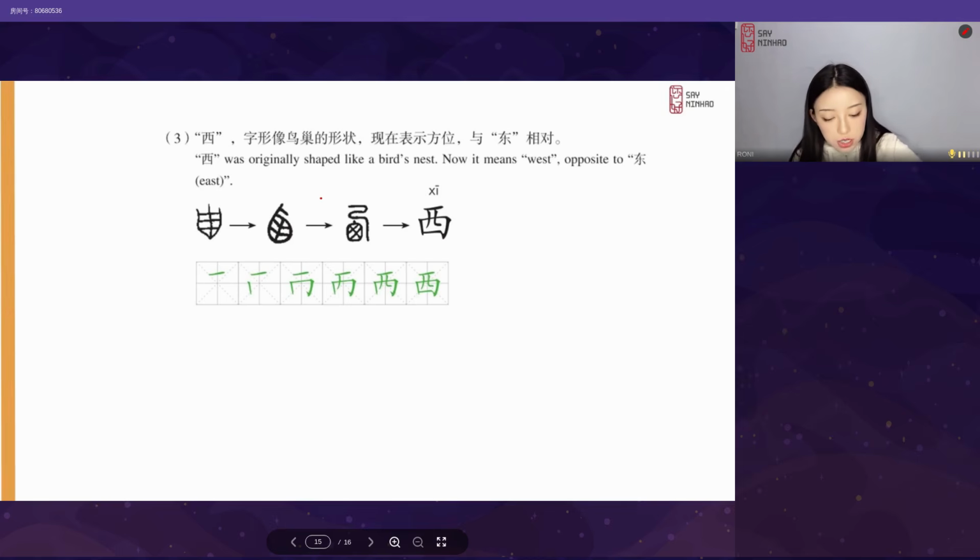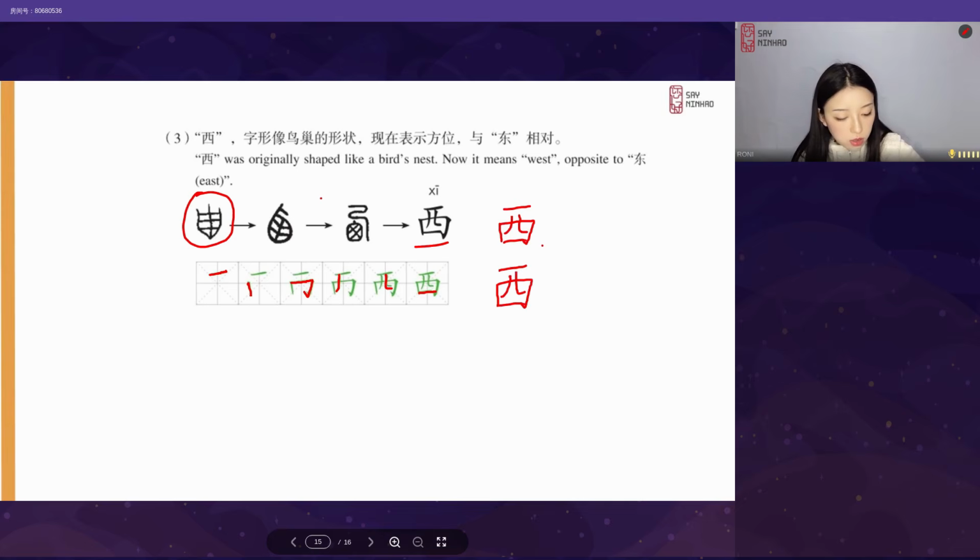Okay, a shape like a bird's nest at the ancient time, and now it looks like this. Now let's see the stroke order. First one, not very long but not very short, horizontal, and then a vertical, and then a horizontal turning hook, and then a left falling, and then a vertical turning, curved one, and then write a horizontal to close it. Okay, try to write it with me. Horizontal, left falling, horizontal.